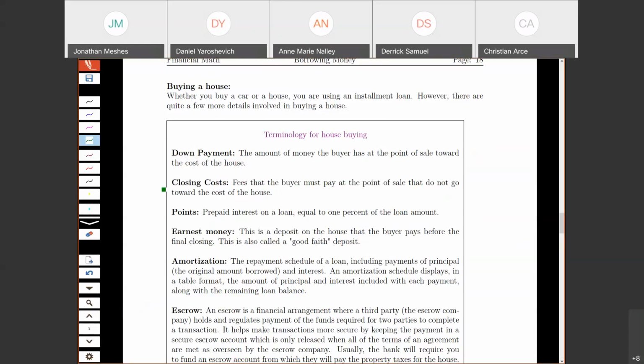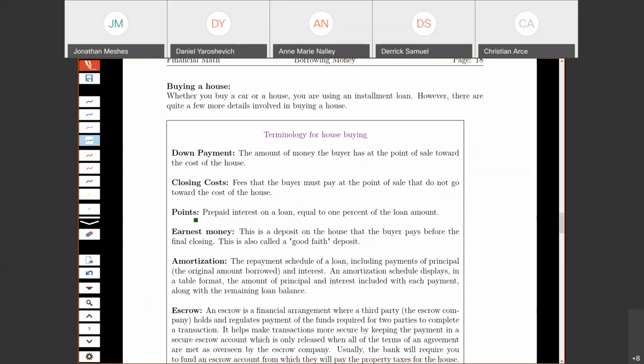And closing costs go to pay things like the realtor fees and the lawyer fees and the title company. Sometimes the bank will charge you a fee for creating a loan because they have to do all the paperwork. Okay, so closing costs refer to all of the fees the buyer pays when they buy the house. Okay, points are not something that you will always have. It's something that you can have sometimes.